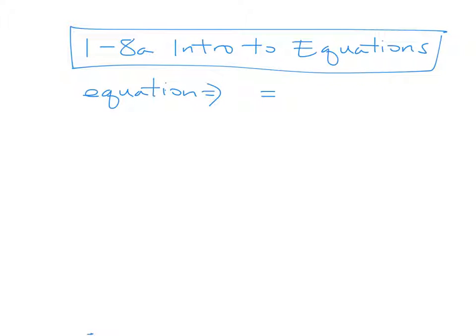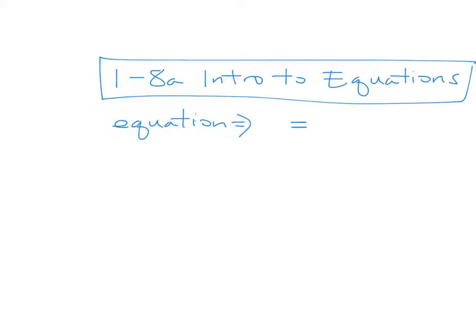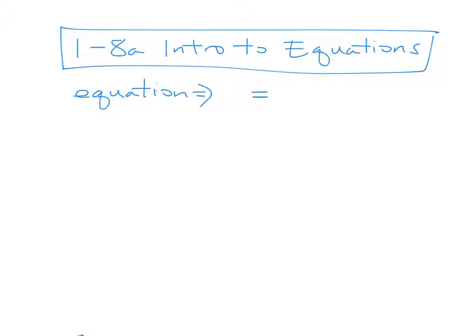So every equation is going to have, oh my goodness, my hand is just not agreeing with this app right now. Every equation, I am left-handed. Every equation will have an equal sign, okay? And basically what it is, it's showing a relationship.